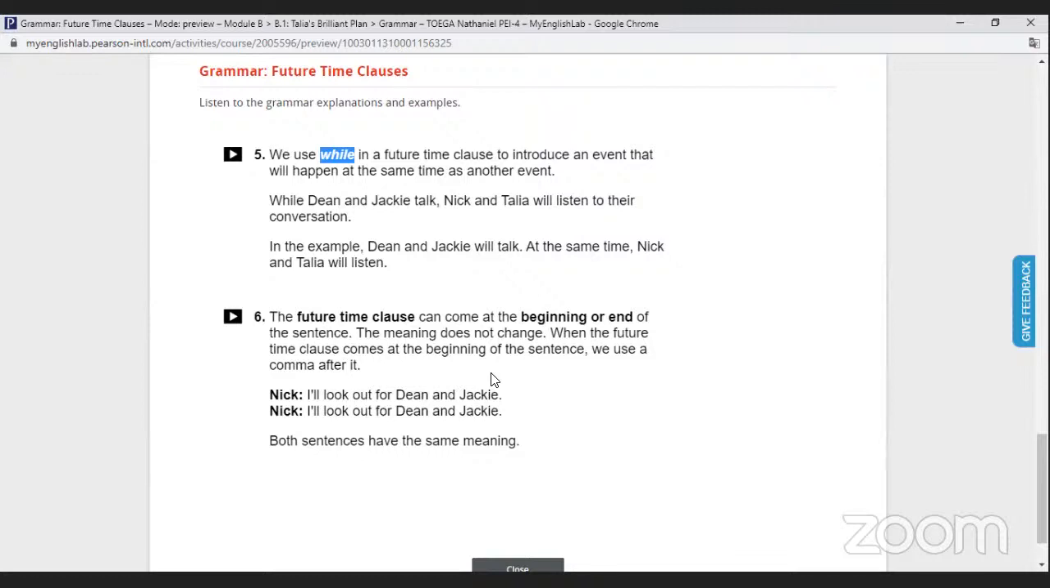Yes, in this case, both sentences are the same. Exactly. But if we want to make some difference, we can focus on the punctuation, right? We can use a comma after this. If we want to continue the sentence, we can use a comma, but in this other part, there is no difference in this part. Yeah. Okay.